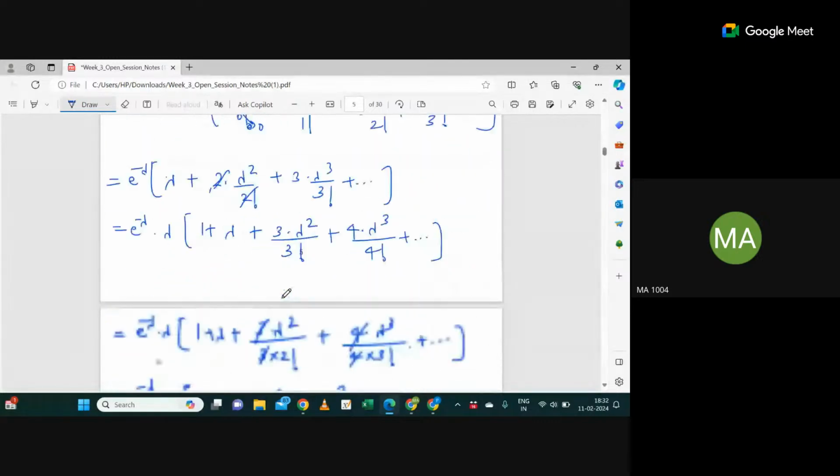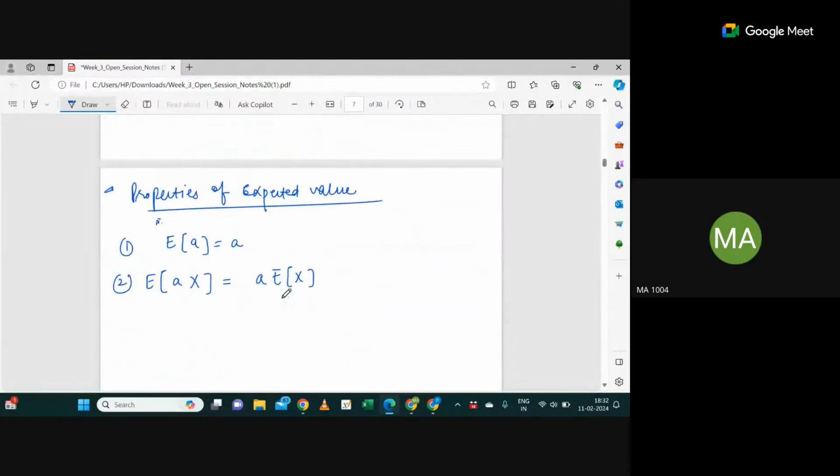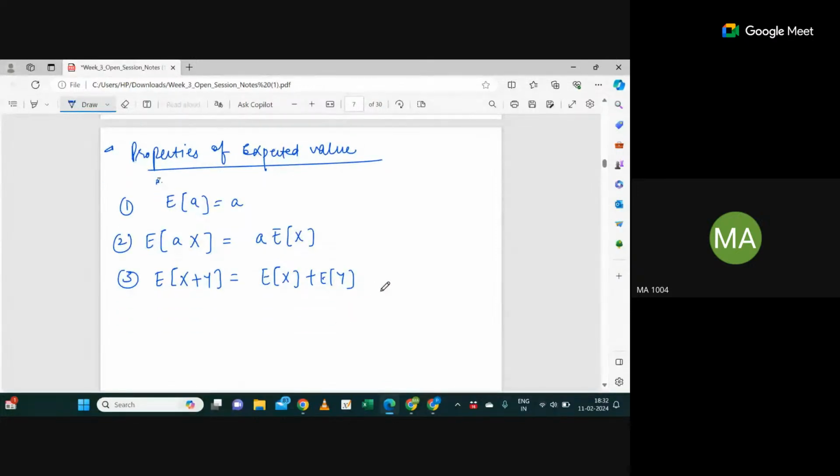So you can apply these things. Okay. So the third property is, suppose I'm saying expectation of x plus y. This is the same as expected value of x plus expected value of y. Okay, this is one property you can keep in your mind for any kind of two random variables. For any kind of two random variables, it doesn't depend on whether x and y are dependent or independent, irrespective.